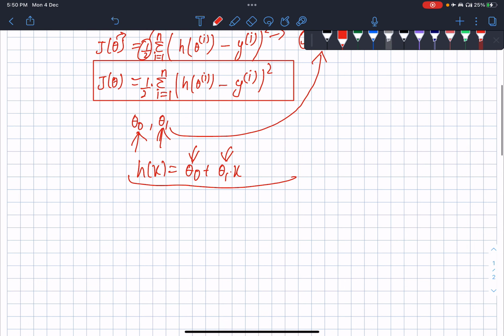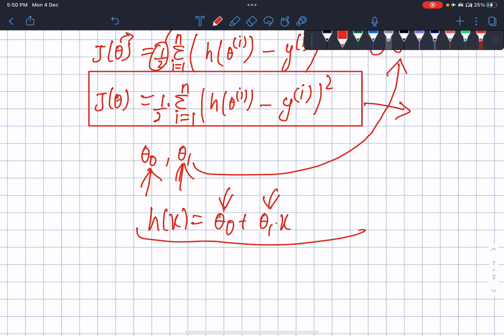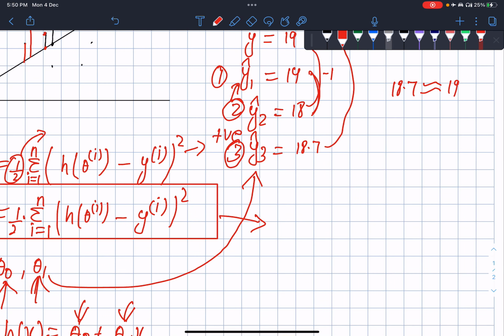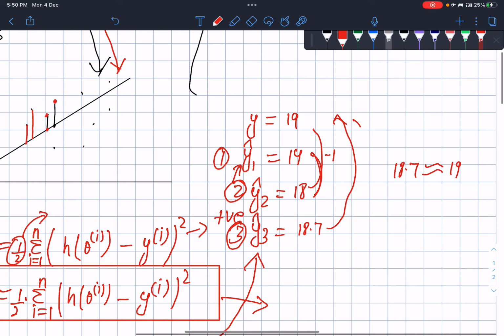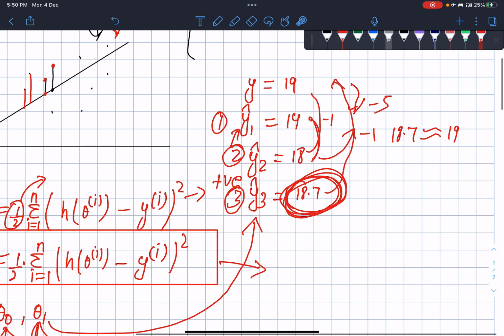So we made a function which was this, which takes care of the error rates. If you see the error rate from 19 to 14, it is minus 5. This one is minus 1, which is a great thing. But this number, this is like our baby, the little thing which we want, which is 18.7. The error is 0.3, which is a great thing.